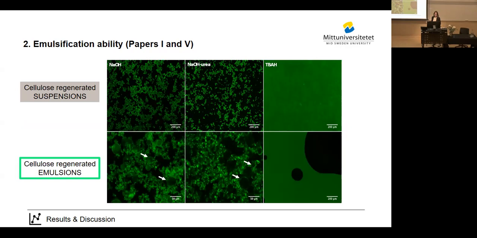Here, maybe you cannot see very well, but we have our emulsions, and cellulose is stained with Calcofluor. So we see that for the sodium hydroxide-based systems, we have droplets stabilized by cellulose, a thin film of cellulose around them, which is different from the regenerated suspensions that we did as a control. But for TBAH, there is not much of a difference.